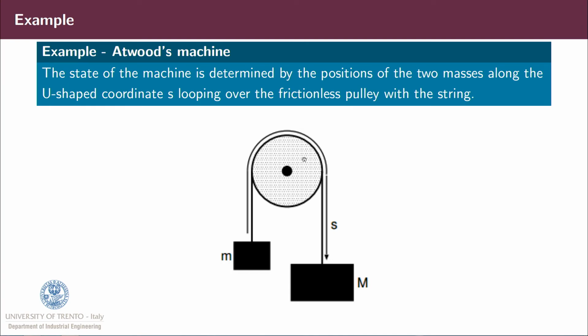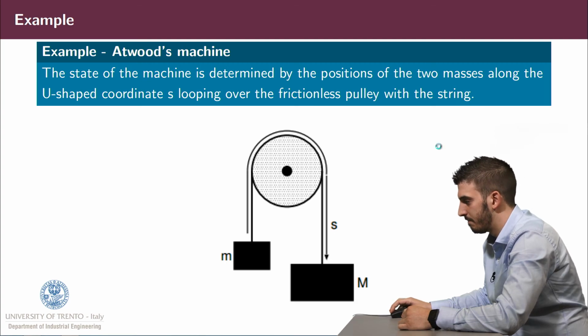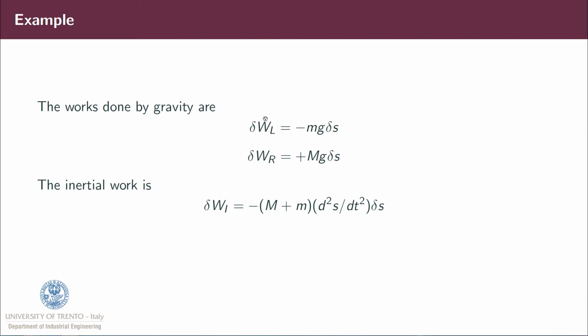And let's see an example. We have this Atwood machine. The state of this machine is determined by the position of the two masses along the U-shaped coordinate S, which is looping over a frictionless pulley with the string. So the work done by gravity on the left-hand side is minus mg delta S, and the work done by gravity on the right side, delta WR, is equal to plus the mass times g times delta S.